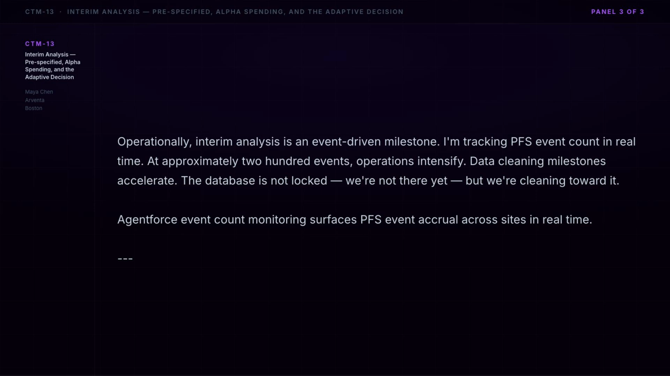Operationally, interim analysis is an event-driven milestone. I'm tracking PFS event count in real time. At approximately 200 events, operations intensify. Data cleaning milestones accelerate. The database is not locked. We're not there yet, but we're cleaning toward it. Agentforce event count monitoring surfaces PFS event accrual across sites in real time.